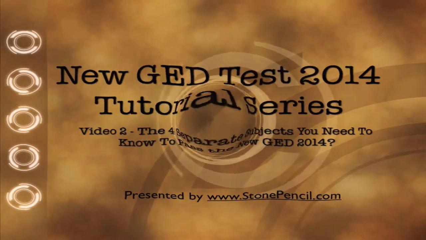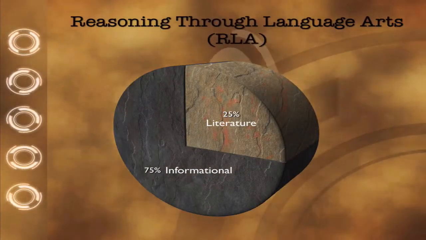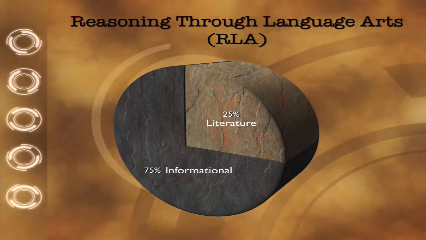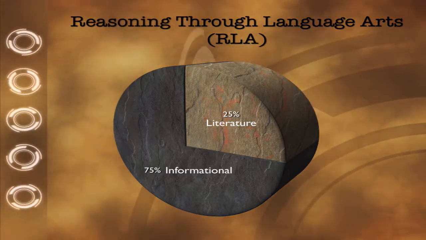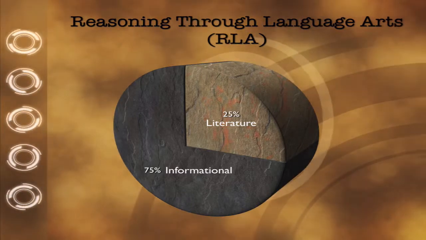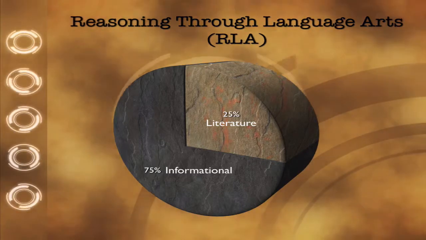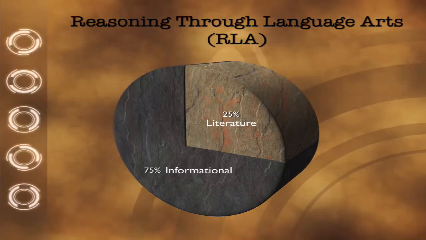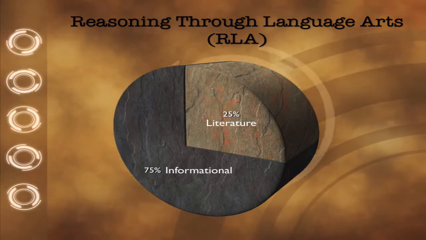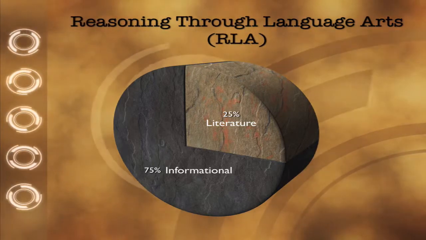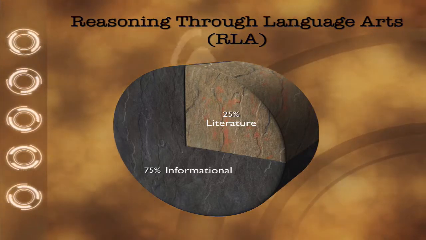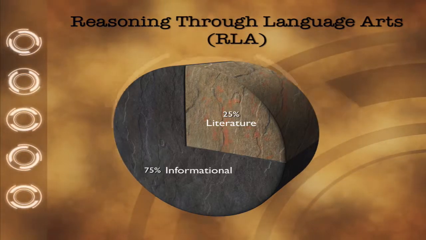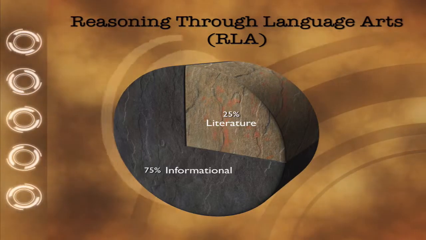So the first test that we are going to talk about is the RLA test, which is Reasoning Through Language Arts. You can think about this as kind of like the reading test or maybe more like English. As you can see with the breakdown here, literature is only a small portion of this. Literature would be stuff like Shakespeare, poetry, which there's hardly any of on this test. But you can think more of stories, Mark Twain, things that are made up that are part of our literature base that we use in English classes.